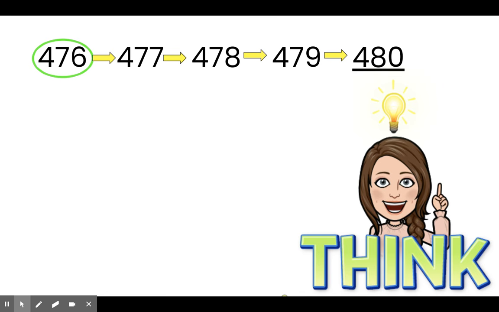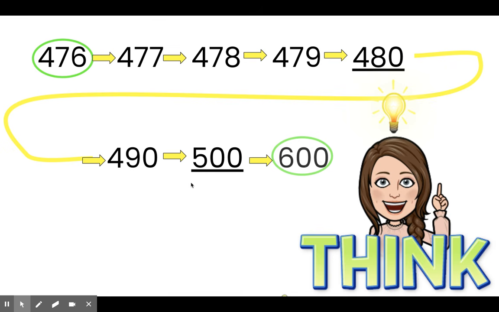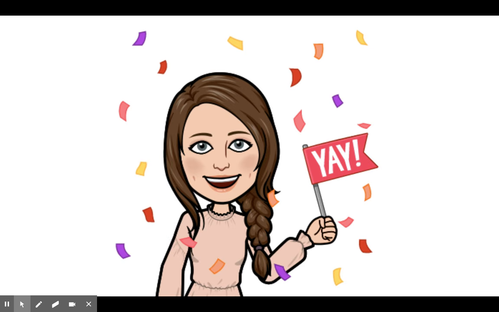Now, did we continue to count by ones once we got to 480? Right, we didn't. We started counting by tens. We went from 480 to 490, then to 500. That was our next benchmark number. And after 500, we made it to 600. That was our goal. That's where we wanted to stop. Way to go! You did great today.